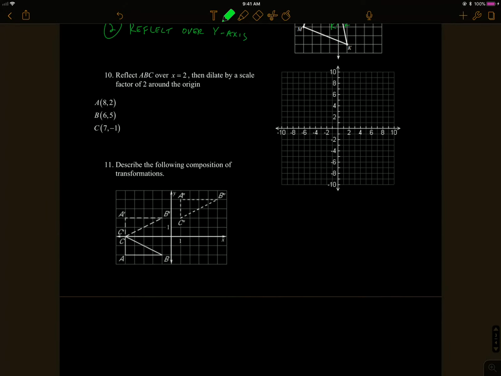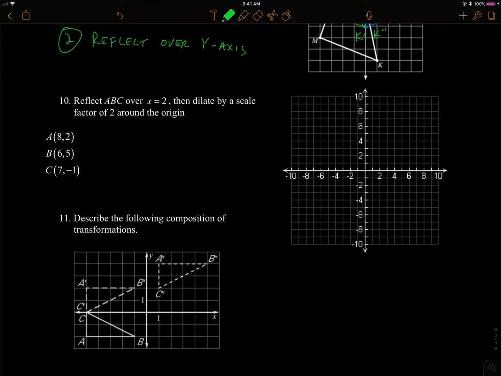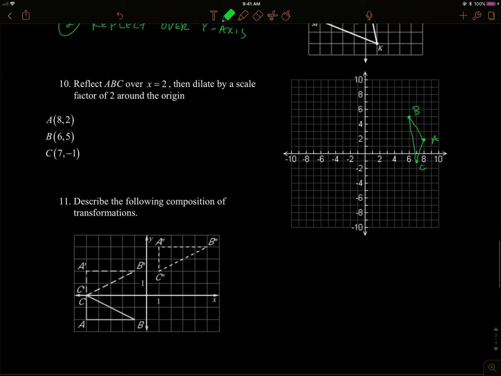All right, let's see, what do we have left? 2 more. Let's reflect over x equals 2, then dilate by a scale factor of 2 around the origin. Let's graph these points first. A is 8, 2. B is 6, 5. And C is 7, -1. So that's A, B, and C. We get a triangle. Our first transformation is to reflect over the line x equals 2.